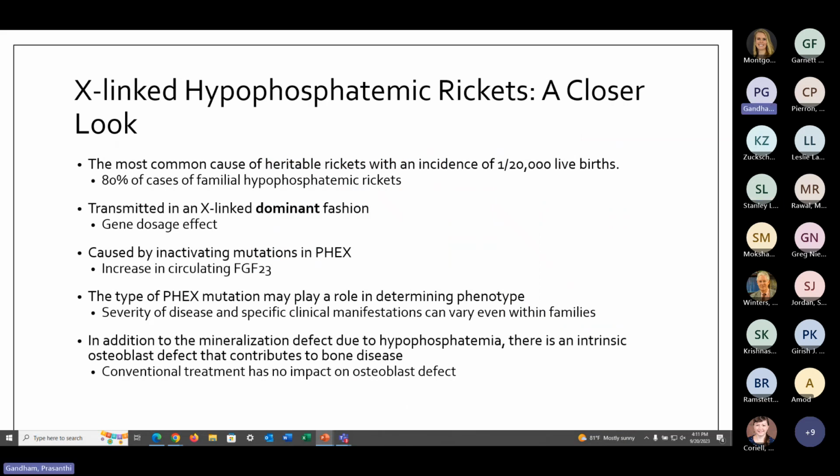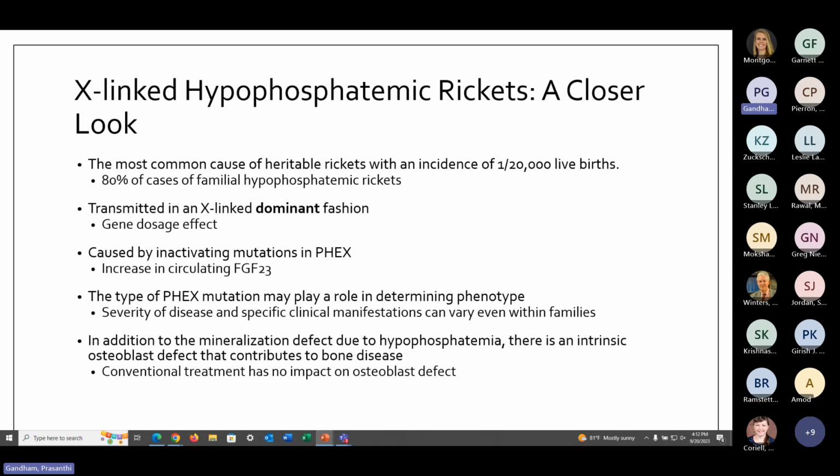So let's talk a little bit more about X-linked hypophosphatemic rickets. This is the most common cause of heritable hypophosphatemic rickets, I should say, with an incidence of 1 in 20,000 live births. It accounts for about 80% of cases of familial hypophosphatemic rickets. It is transmitted in an X-linked dominant fashion. Many X-linked conditions are X-linked recessive, but this one is X-linked dominant.